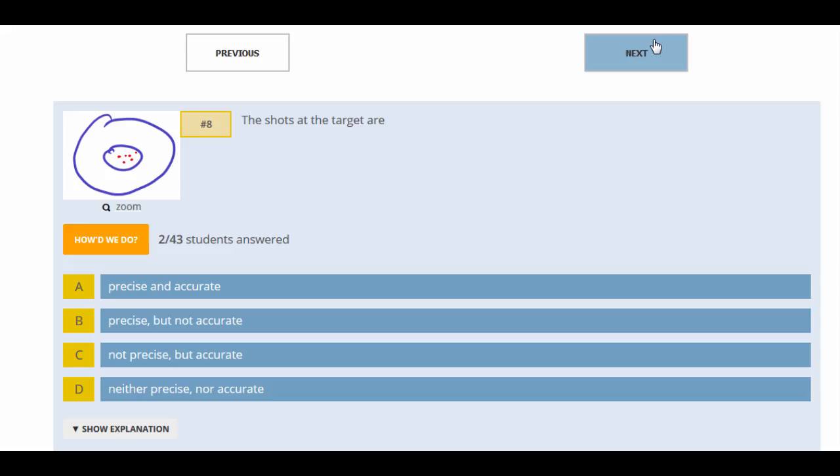Shots at the target. What are these? Get your answers locked in. 5, 4, 3, 2, 1. And these are both precise and accurate. They are reproducible in the bullseye, exactly. So they're reproducible there. We said that that represents the accurate value.